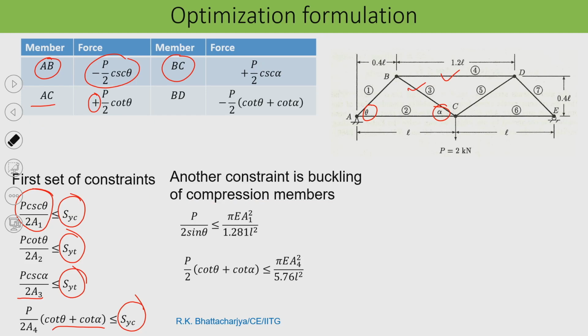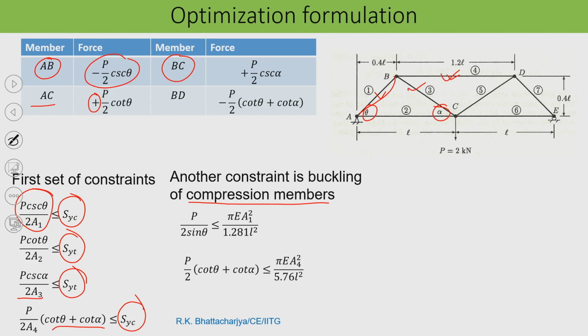The other constraints may be for the compression members. So, what are the compression members here? AB and BD. So, these two are your compression members, and these members should not fail in buckling.